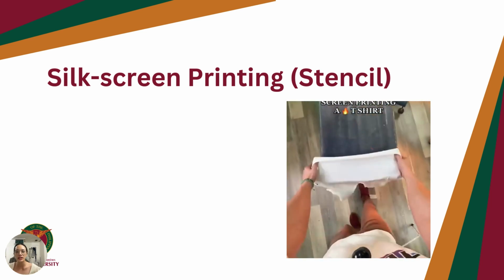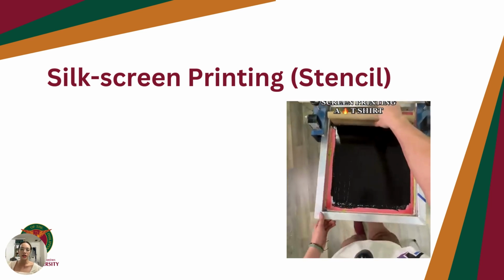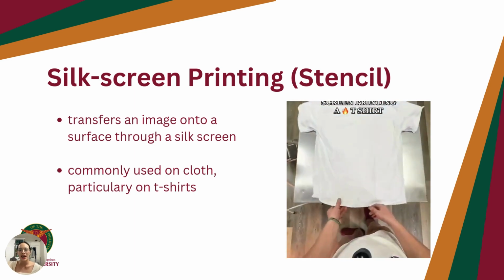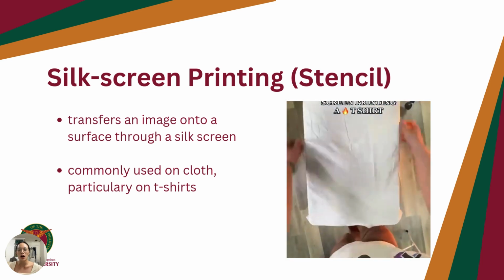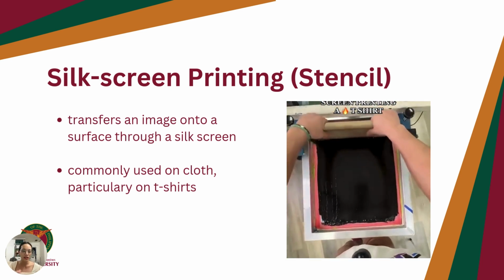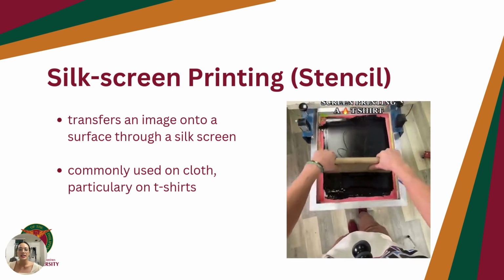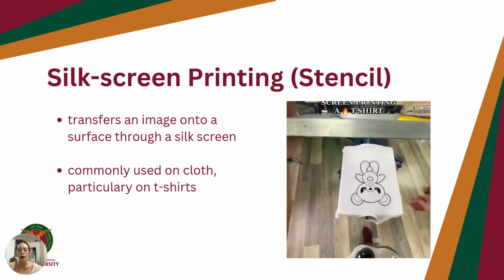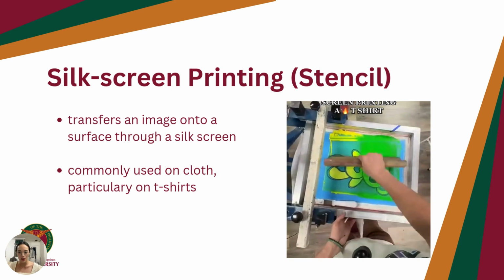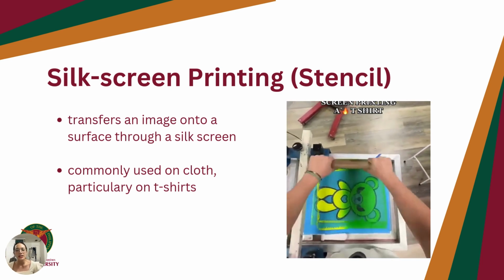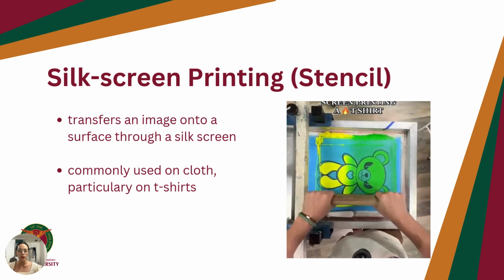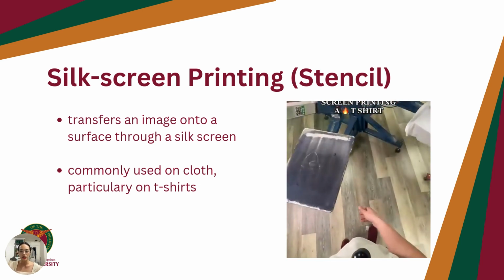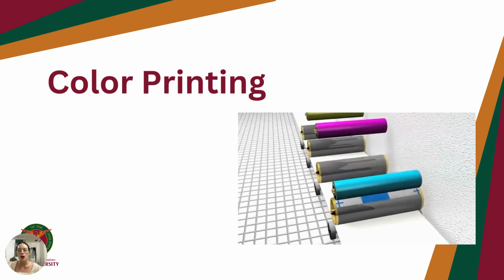And then we have silk screen printing, also known as serigraphy. I know a lot of us medyo familiar sa method na to, no? This method involves the transferring of an image onto a surface through a silk screen. Silk screen printing is a stenciling method that involves printing ink through stencils that are supported by a fabric mesh stretched across a frame called a screen. So, silk screen printing is ideally suited for bold and graphic designs, and it is commonly used on cloth, particularly on t-shirts.